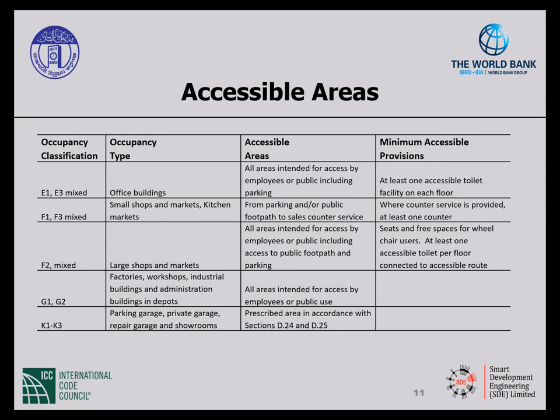Factories, workshops, industrial buildings, administration buildings and depots, all areas intended for access by employees and public use shall be accessible. And in parking garage, private garage, repair garage, and showrooms, the requirements are prescribed in accordance with sections D24 and D25, and those have to do with the parking requirements.